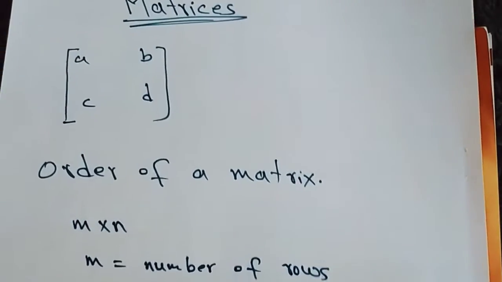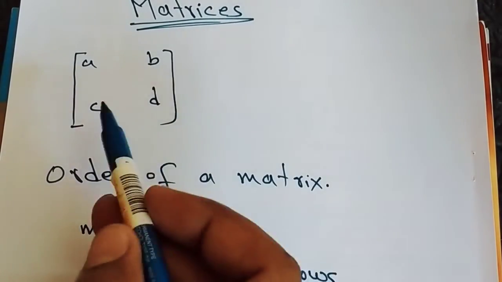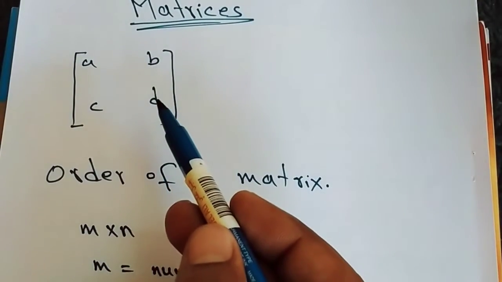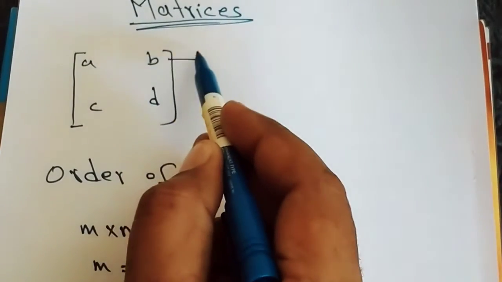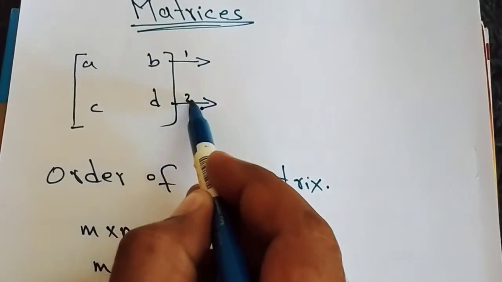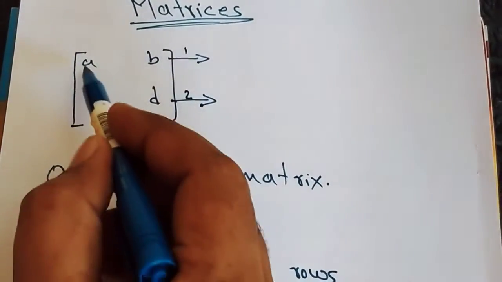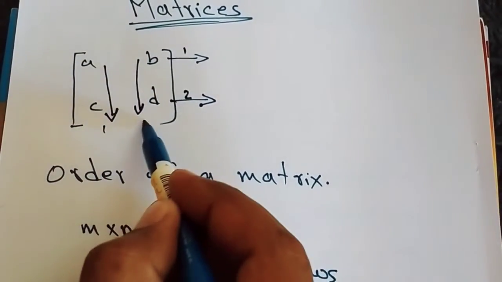So in the given matrix, we only have two things, number of rows and number of columns. How many rows? This is 1 and this is 2. Two rows we have. And how many columns do we have? 1 and 2.